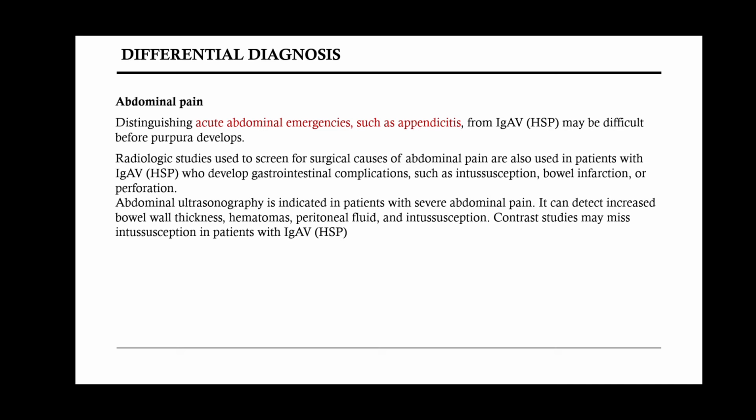Abdominal ultrasonography is indicated in patients with severe abdominal pain. It can detect increased bowel wall thickness, hematomas, peritoneal fluid, and intussusception. Contrast studies may miss intussusception in patients with IgA vasculitis or HSP.